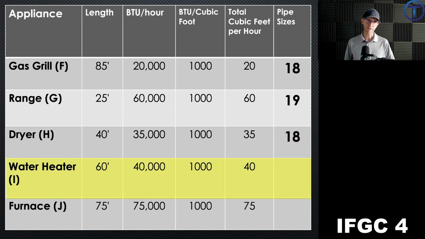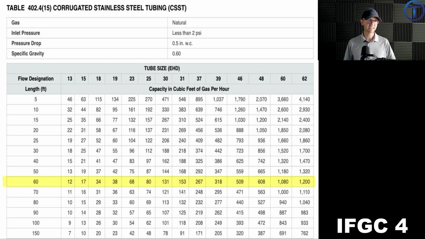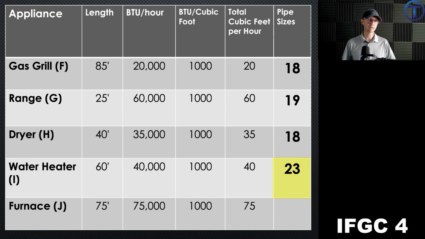The water heater is 60 feet from the point of delivery, 40,000 BTUs with 40 cubic feet per hour. We'll follow our distances down to line 60, coming across with 40 cubic feet per hour. It's more than 12, more than 17, more than 34. It's more than 38. It's less than 68. We'll go in this column, follow that up to the top, and the tubing size is 23. We'll put that on our table.